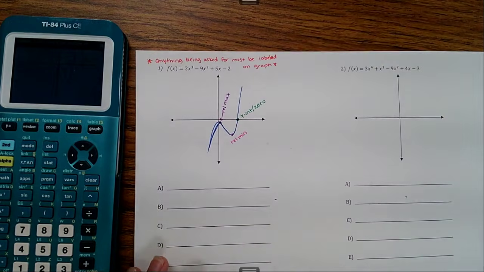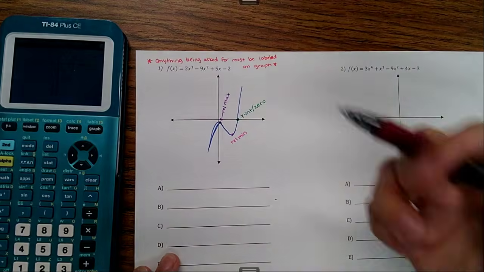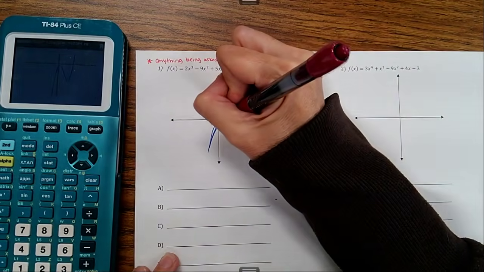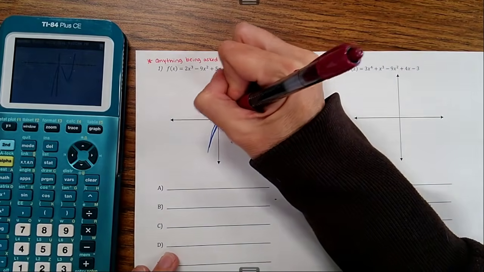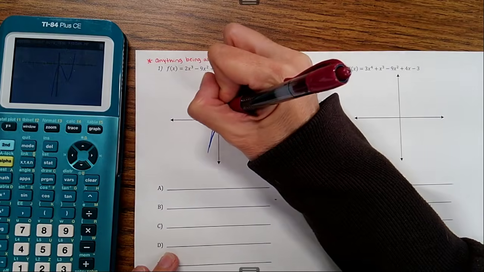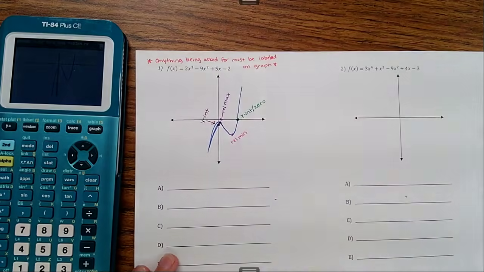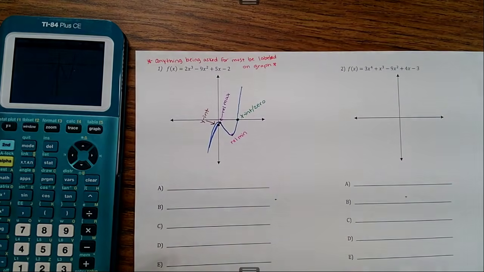Okay, it doesn't ask for the y-intercept, so I wouldn't necessarily have to label it, but I'm going to do it for now so we can see, if we were asked for the y-intercept, it's the point where it crosses the y-axis. It would be right there. All right, so now let's use our calculator to find each one.